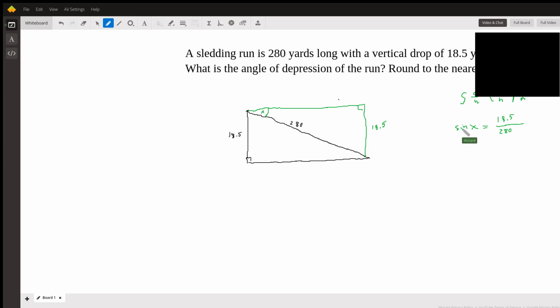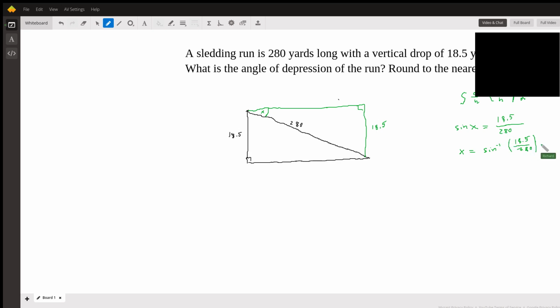And I have to solve this for x, so I'm going to take the inverse sine of both sides. And so this gives me x is equal to the inverse sine of 18.5 over 280. When I take the inverse sine of a sine, they cancel each other out. And you're just left with x. And on the right-hand side, it's the inverse sine of this ratio.